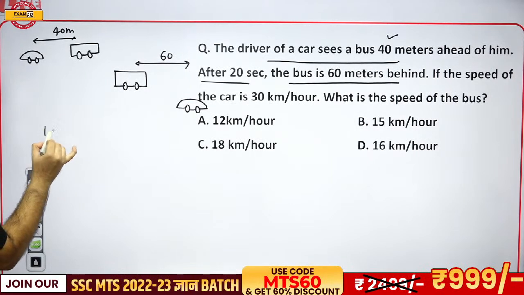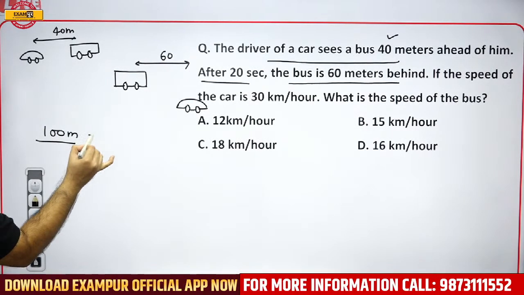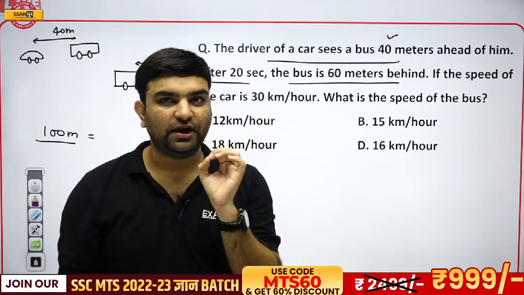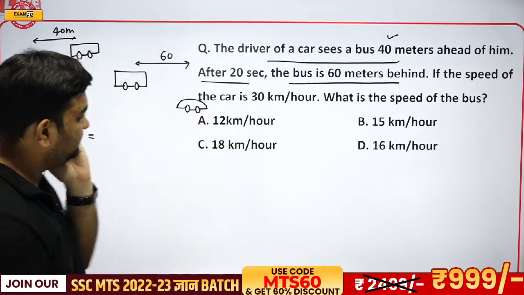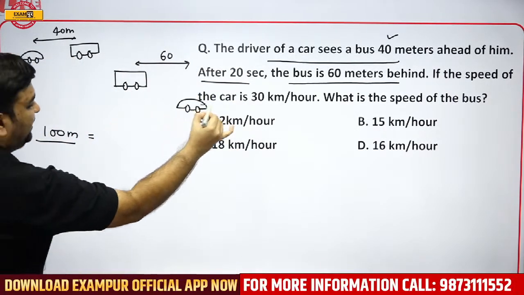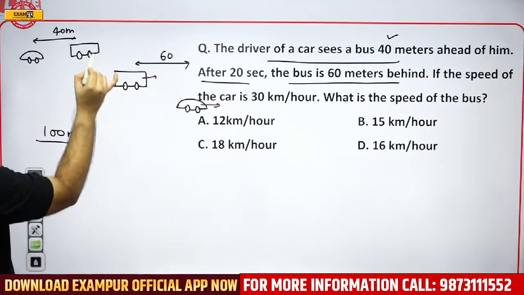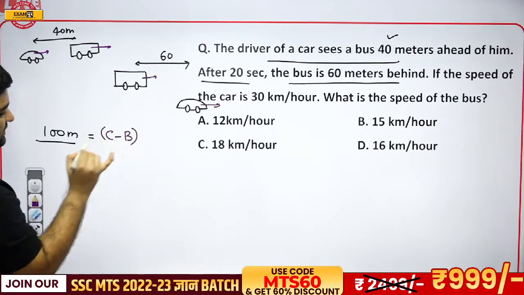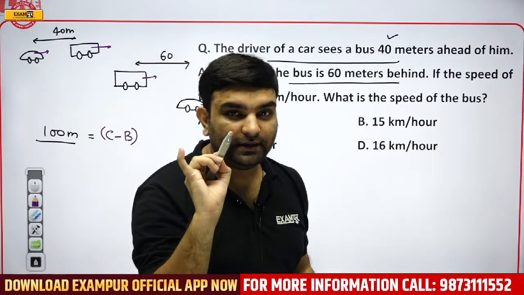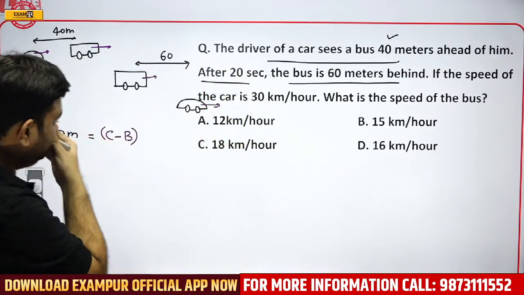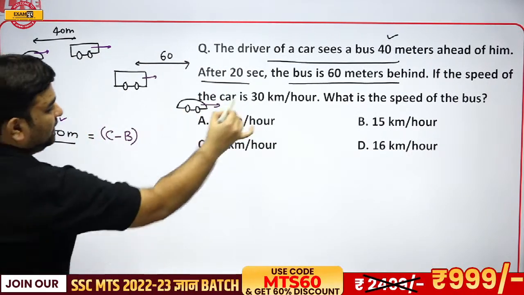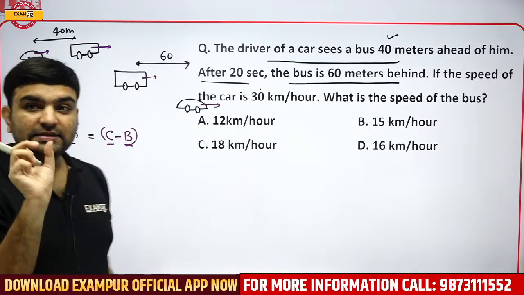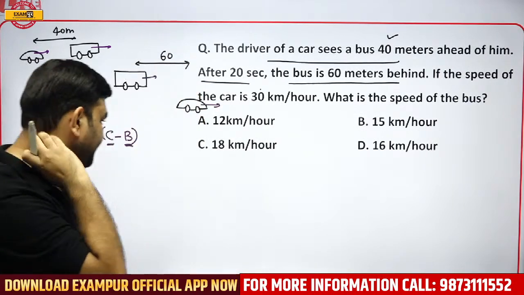So the car has traveled a relative distance of 100 meters. Obviously the speed of the car is more than the bus. In the same direction, it is car minus bus relative speed. This is in meters. Car is in kilometer per hour, and the bus is also in kilometer per hour, because only the same units can be added or subtracted.